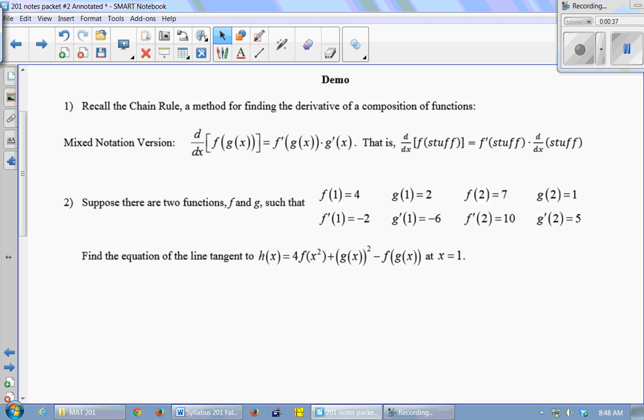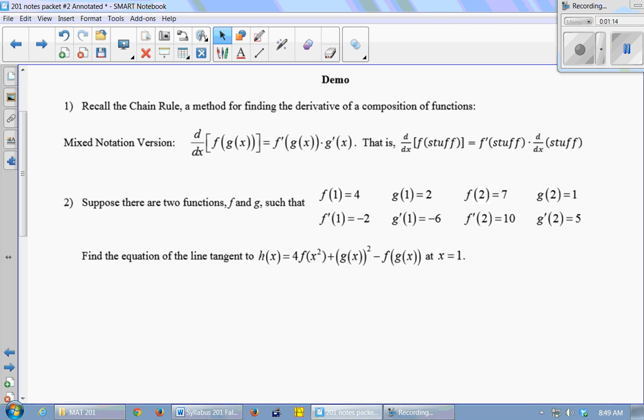Okay, so remember the chain rule, a method for finding the derivative of a composition of functions. If you want to take the derivative of f of g of x, right? G we called the inside function yesterday, the one that's embedded, and f we call the outside function. So we take the derivative of the outside function, evaluated at the inside function, times the derivative of the inside function. That was the chain rule. That is, if you want to take d dx of f of some stuff, you take f prime of the stuff times the derivative of the stuff.